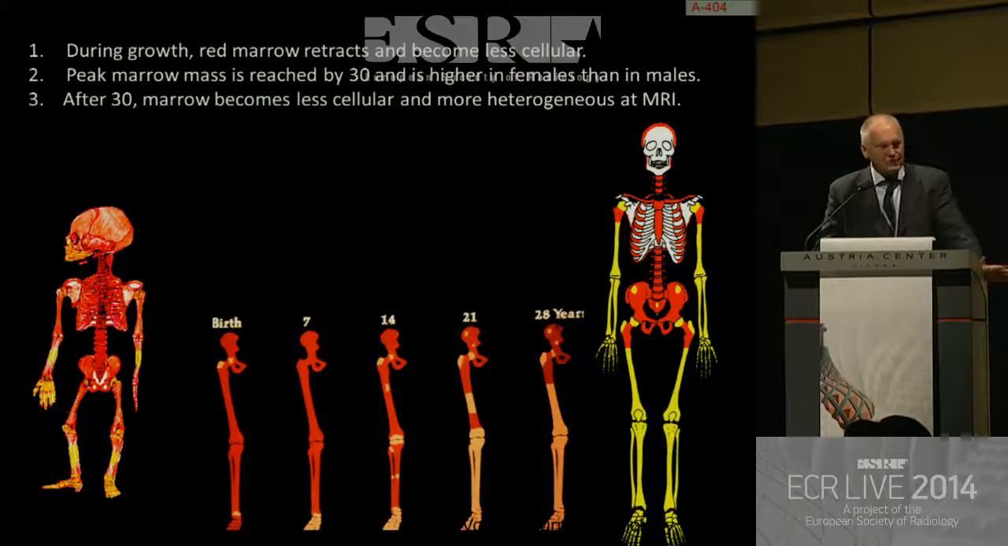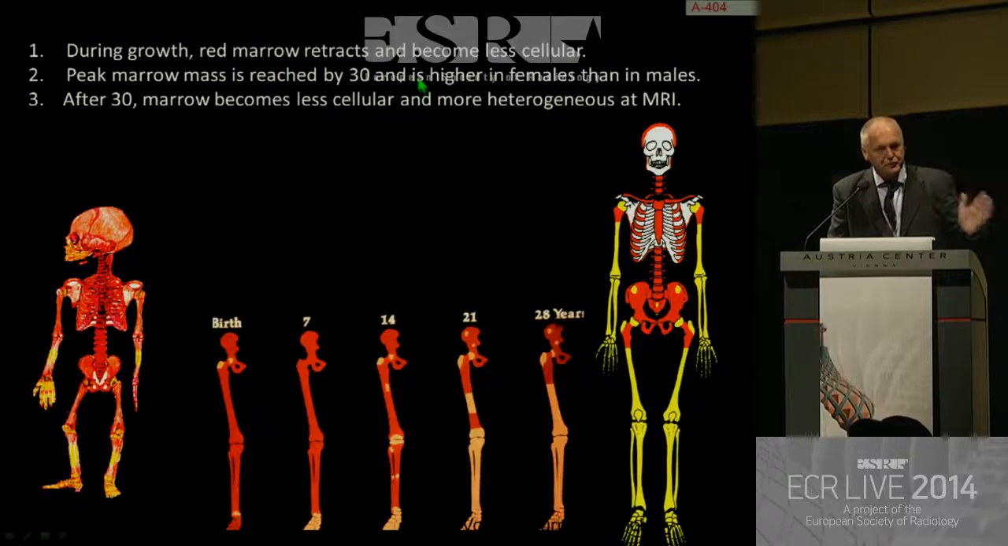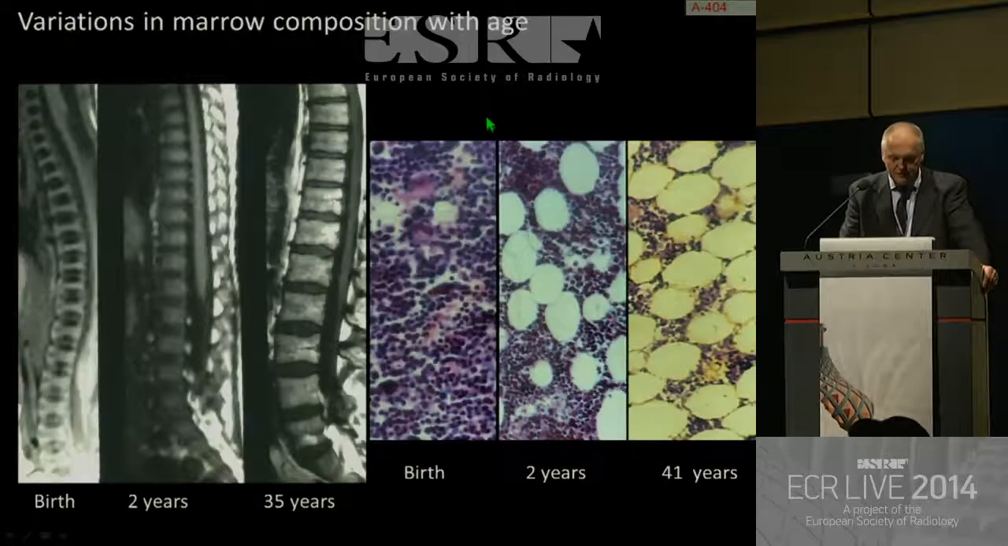Now, during growth and adult life, there are significant changes that do occur. At birth, you've got red marrow everywhere in the skeleton, and then progressively it retracts over time, and in adults, we reach probably a peak marrow mass in the years 30 or a little bit later, and that marrow mass is higher in female than in male. It's reversed to the bone mass. After the age of 30, the marrow becomes less cellular, which means that there is more fat, and that increase in fat can be either homogeneous or heterogeneous, and the bone marrow looks heterogeneous on MR.